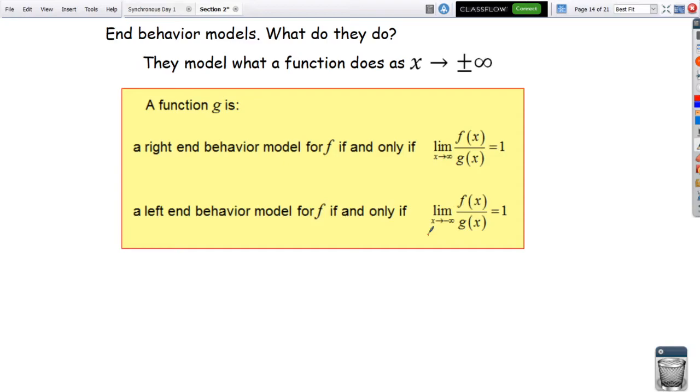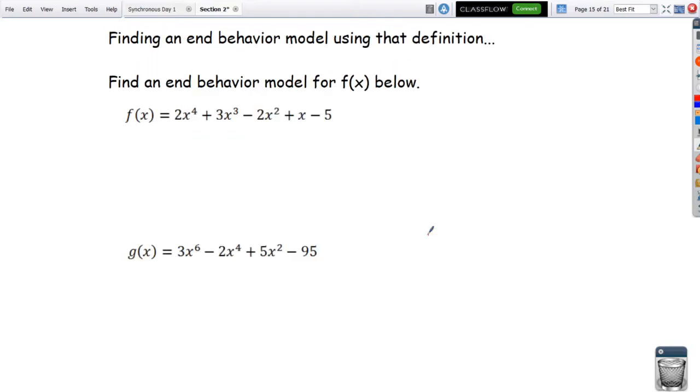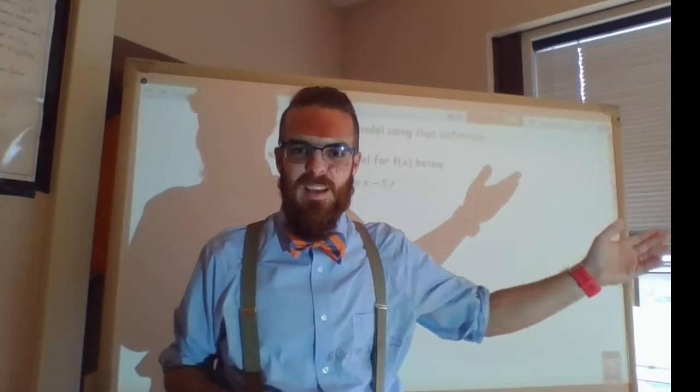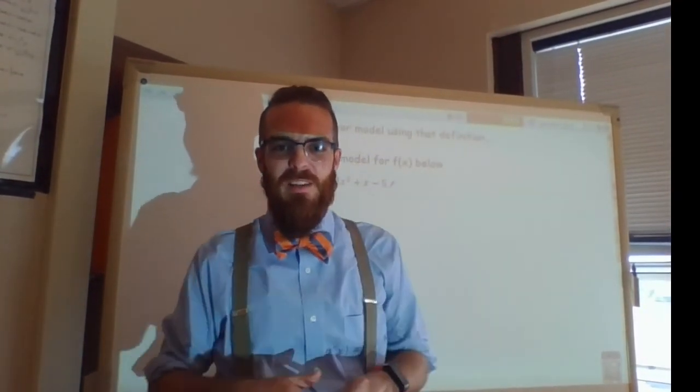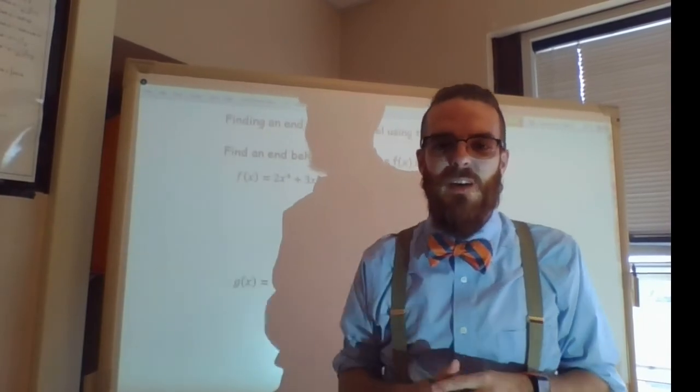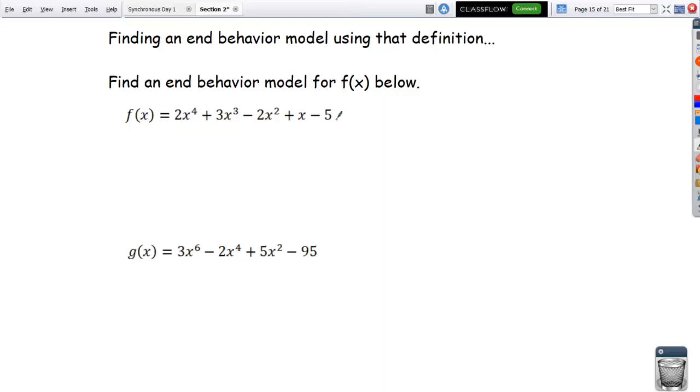This is really just saying, what does a function look like as we go to the end? And it's not hard to figure out an end behavior model. When I look at the end behavior model for this function, it tells me, if I go off to the right, is the function going to go up or is it going to go down? Does it go off to the left? Is it going to go up or is it going to go down? And looking at these end behavior models, I can figure that out.